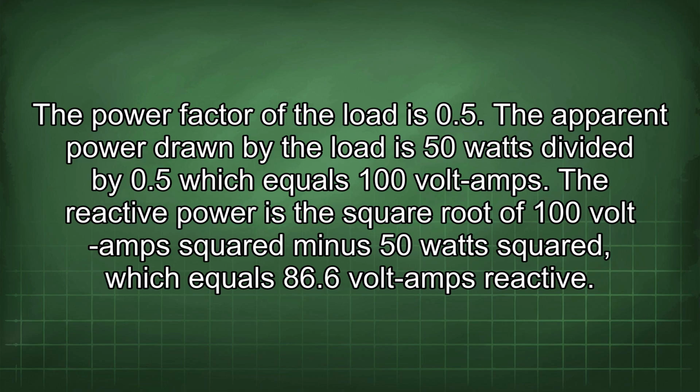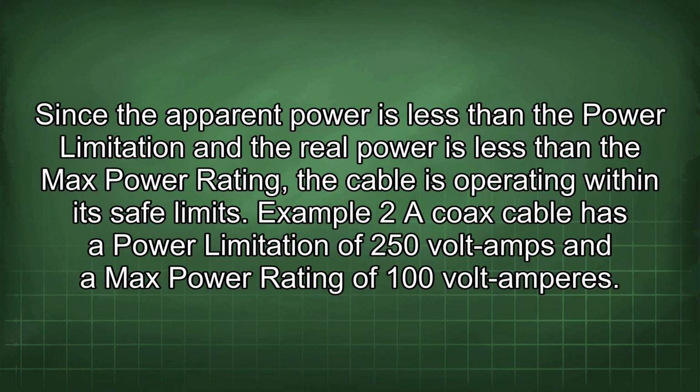The reactive power is the square root of 100 volt-amps squared minus 50 watts squared, which equals 86.6 volt-amps reactive. Since the apparent power is less than the power limitation and the real power is less than the max power rating, the cable is operating within its safe limits.